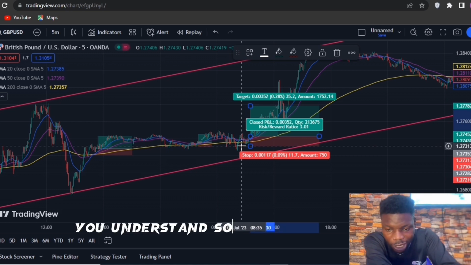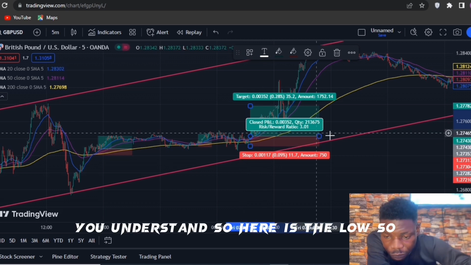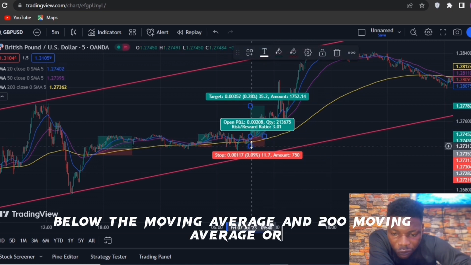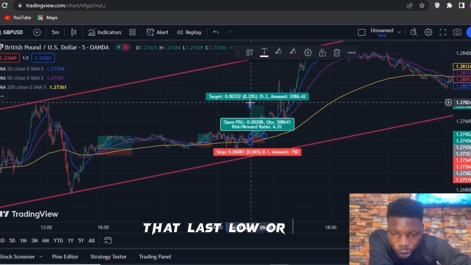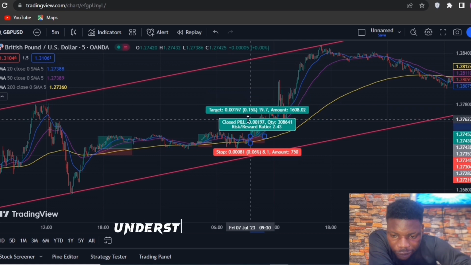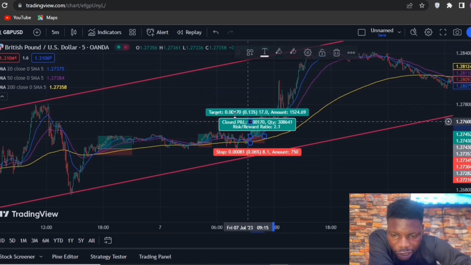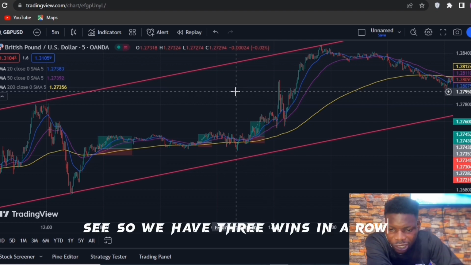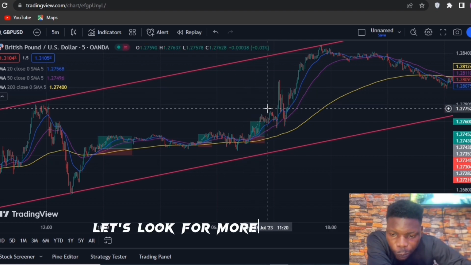You understand? So here is the low. So it could be below the moving average and 200 moving average or that last low or high. Understand? So that's it, guys. Another win again. See, so we have 3 wins in a row. Let's look for more opportunities.